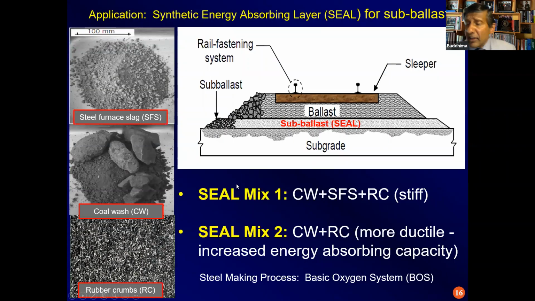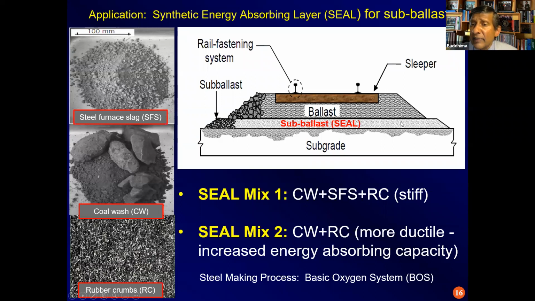So one of these applications is to use a synthetic energy absorbing layer just below the ballast, replacing the top sub-ballast with this waste material. So that's coal wash here, that is steel furnace slag, and that's rubber crumbs. That is rubber tires. You can crumb them into little shreds or crumbs and then mix them together to make an energy absorbing material. If you want to make this energy absorbing material ductile, then you can just mix the coal wash with rubber crumbs and you get a very ductile material.